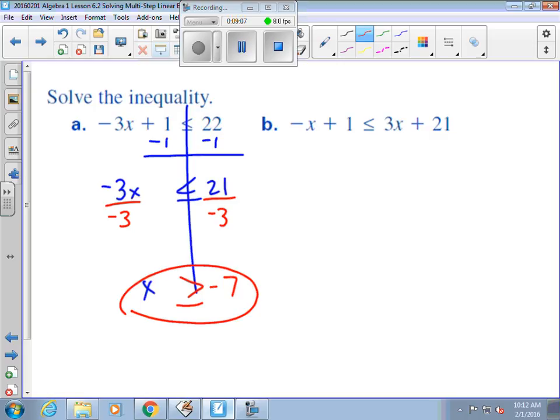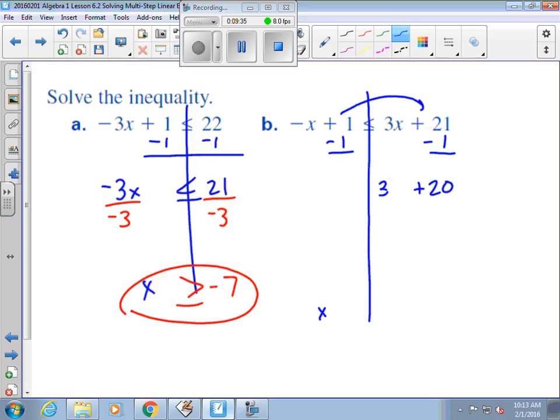Again, just like on the example, we have variables on both sides. Instead of bringing our smaller negative x over to our larger x side, there's nothing wrong with doing that. We want to leave our variables on the left side. It makes graphing it tremendously easier. That being said, let's bring plus 1 over by subtracting it. If you subtract 1 on the left, you have to do the same to the right. 21 minus 1 is positive 20.